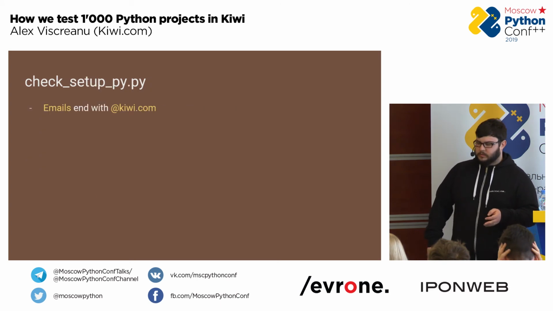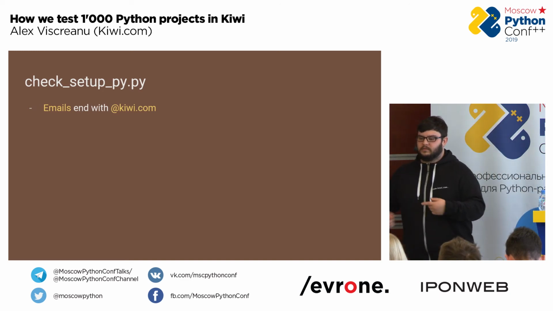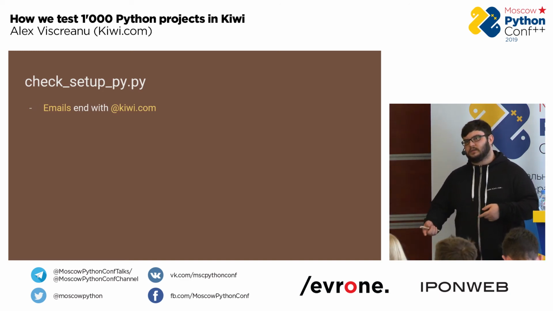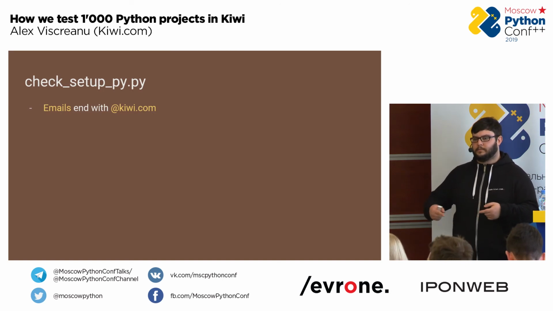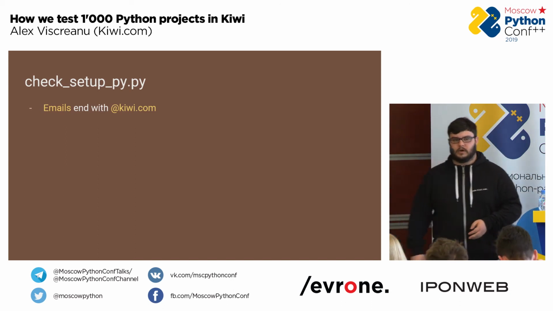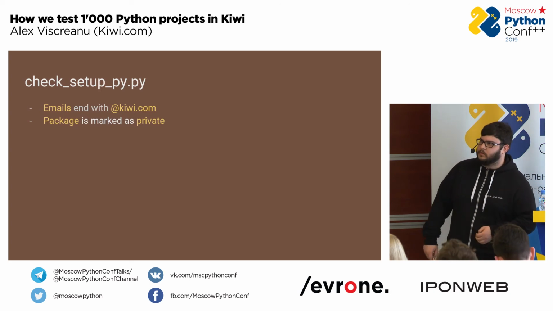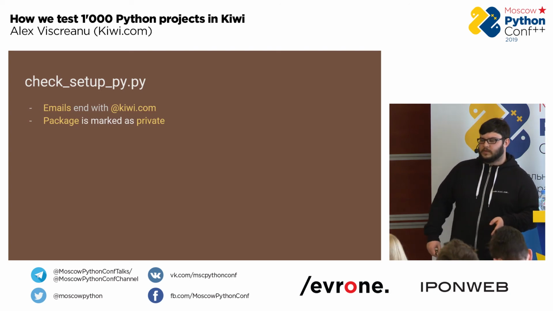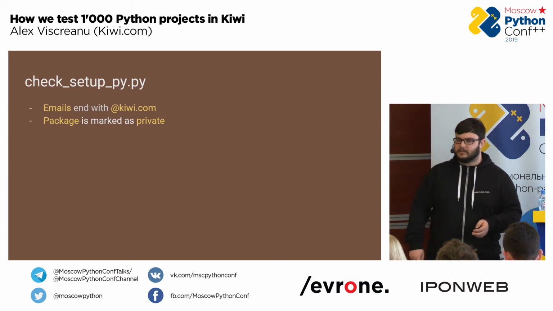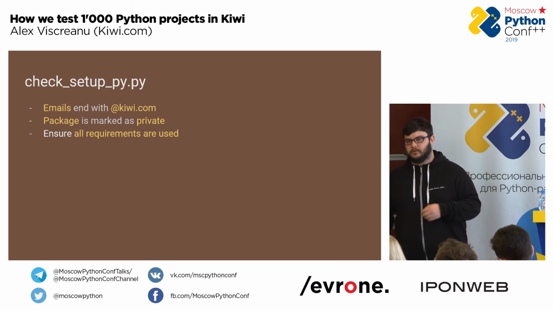The setup is extremely simple. It just checks that all the packages are published under our own emails. We had some issues with people using their personal accounts, and then having this issue where in PyPI you cannot republish a package. You have to upload a post package. So it's just a way to ensure that we don't have those problems again. The package should be marked as private because right now we are trying to open source as much as possible, but not everything is ready yet. And all the requirements are used. Sometimes we had issues with people adding too many requirements that weren't used.